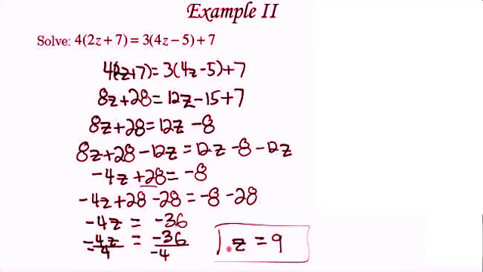So that took a lot of steps, but you should always approach them in this order. Remove the grouping symbols first by using the distributive property. Then move the terms containing the variables to one side, move the numerical terms to the other side, and then finally solve the equation.